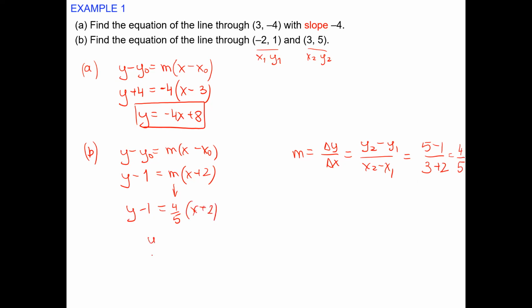And we do not leave the final answer like this. We will distribute 4/5x. 4/5 times 2 is 8/5 minus 1. Actually, adding 1, adding 5/5, it will be 13/5. I think that's the correct answer. Slope-intercept form is a nice form for the final answer. Okay, that's how we get a slope, having 2 points. And we practice point slope form. Okay, example number 2.